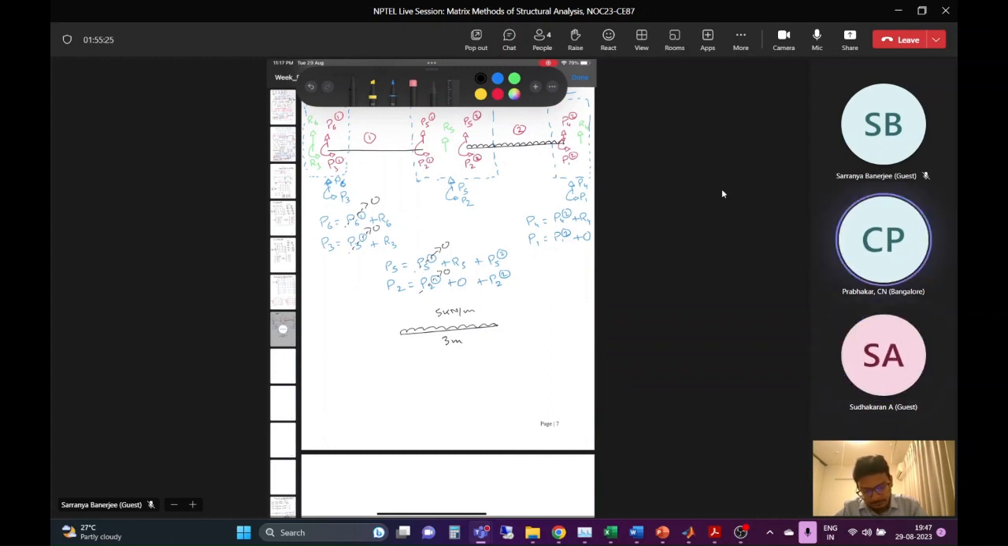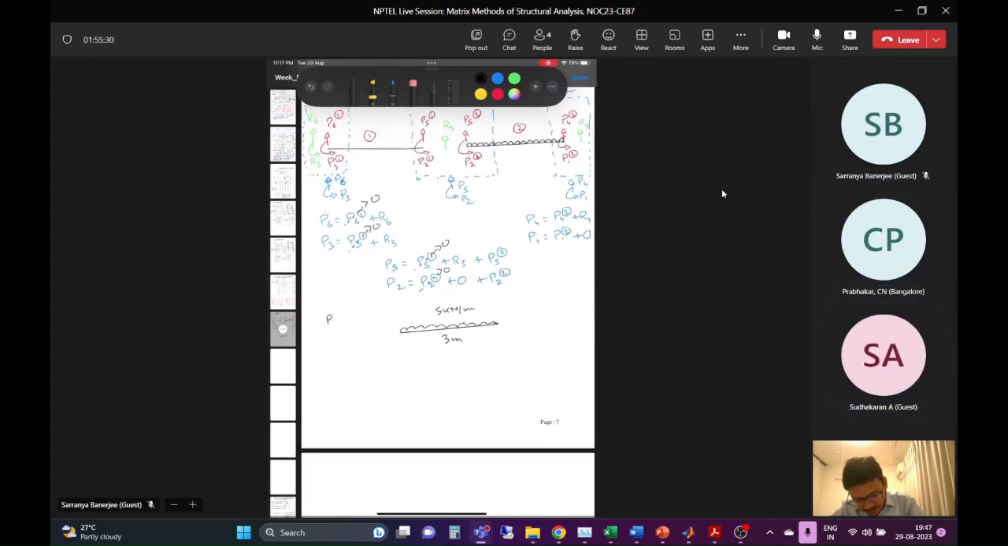I'm giving you the force: P equals 5 into 3 by 2, 7.5, that is QL by 2, and moment is QL square by 12, which is how much? 3.75. Yes, 3.75. These two values I am giving you. You just tell me force in the left hand joint, downward or upward. Plus 7.5 upward. Reaction will be upward.